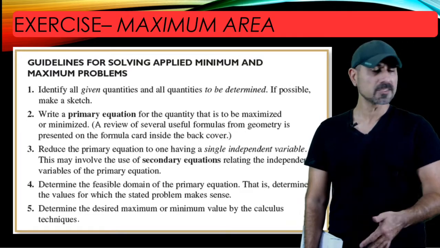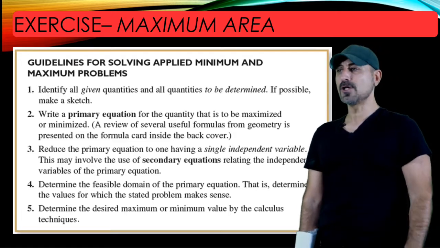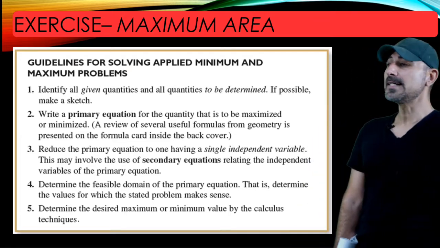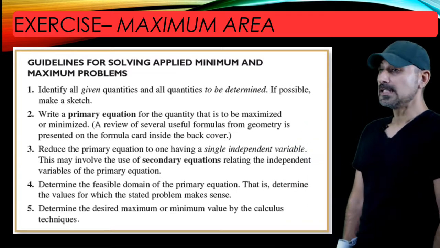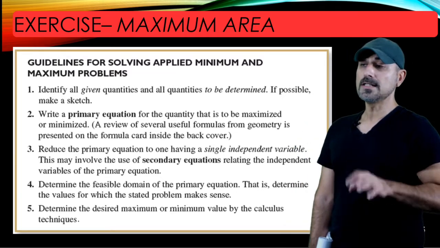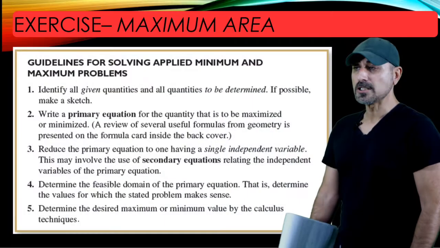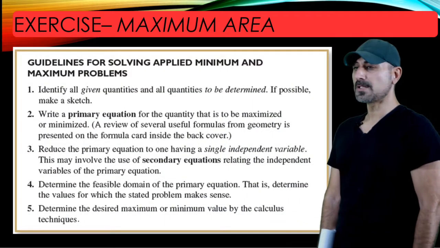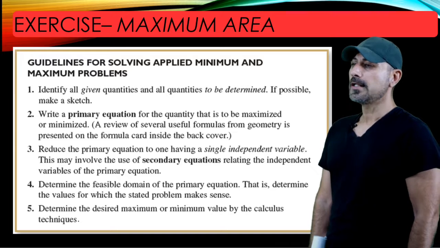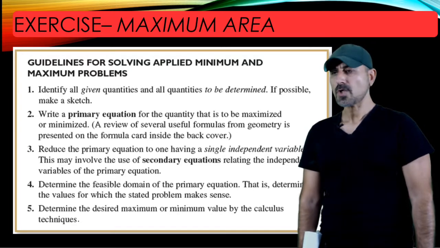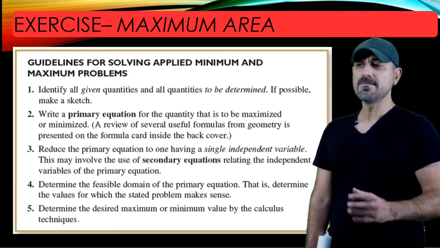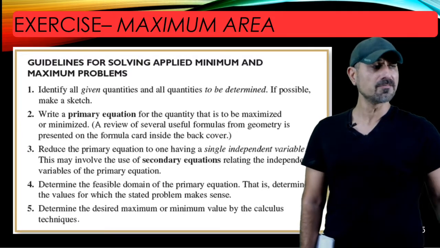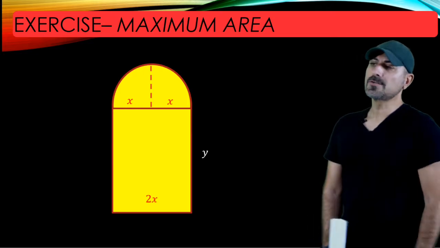For our problem, it's going to be the total area of the Norman window to be maximized. Next, we're going to reduce the primary equation to an equation having only one independent variable. Then we're going to determine the feasible domain of the primary equation. And finally, we're going to try to find the maximum value of the single independent variable function. And here's a sketch of the problem.